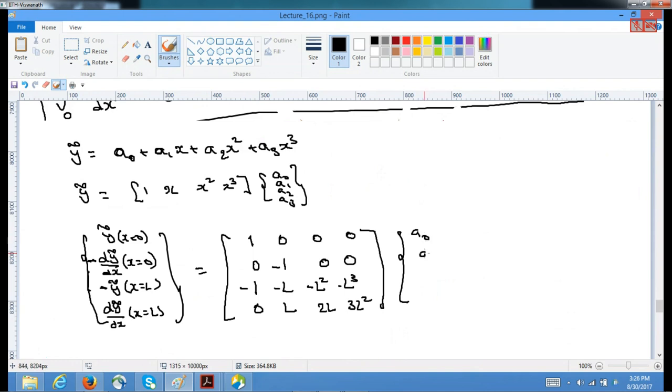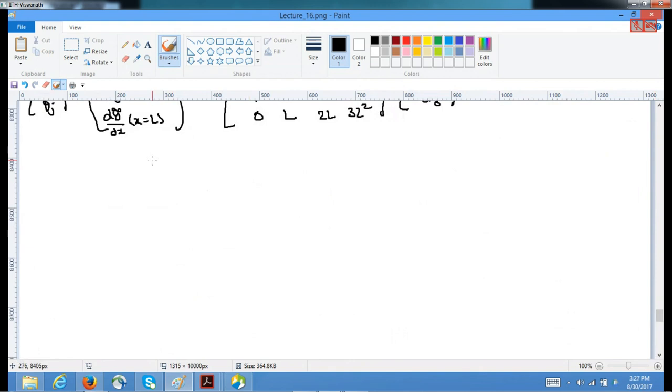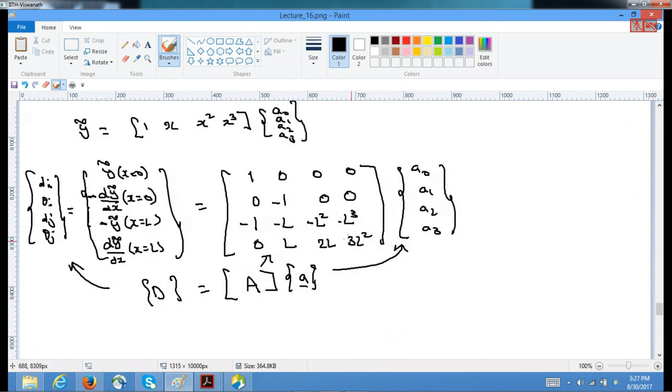A0, A1, A2, A3. But I can call this one dI θI, dJ θJ. So my D matrix, which is what this equals to, I call this capital A matrix times small a vector matrix. Okay, but I want to write this y tilde as Ni ti, but that is equal to N times D.